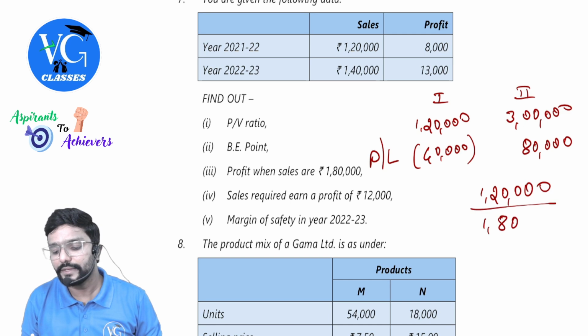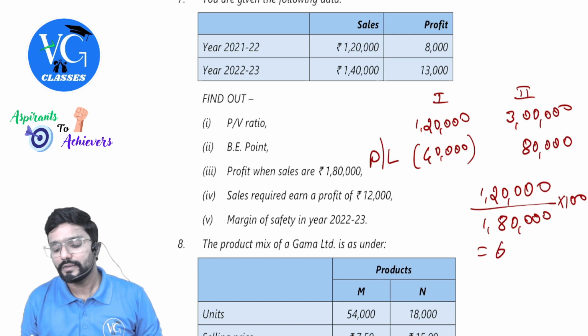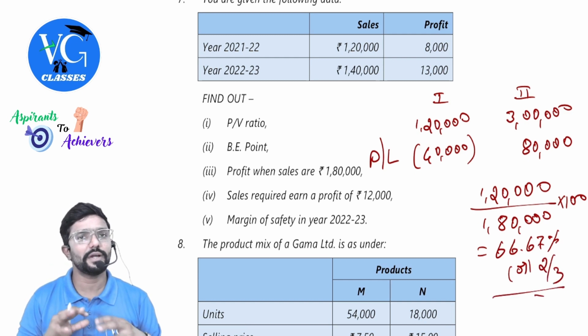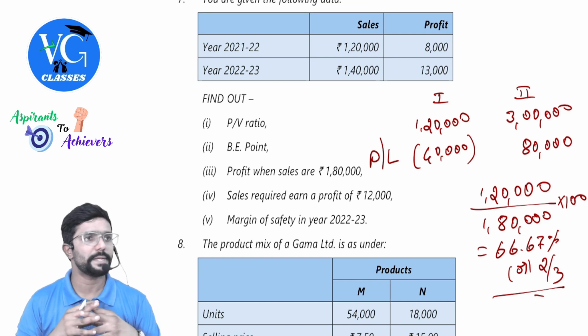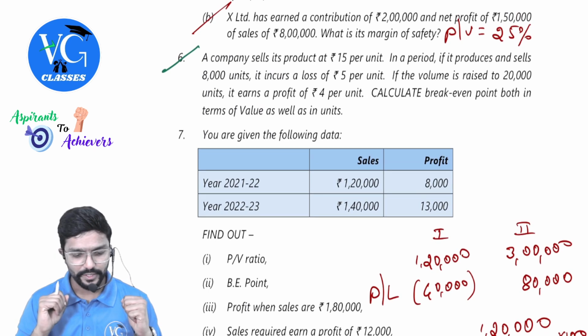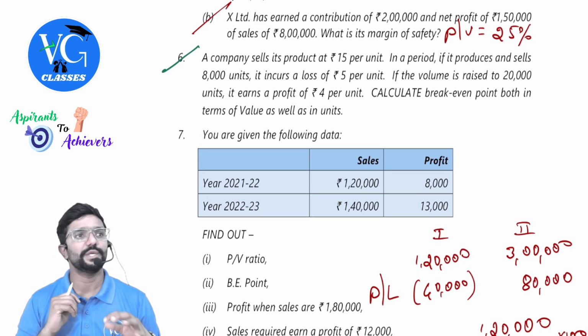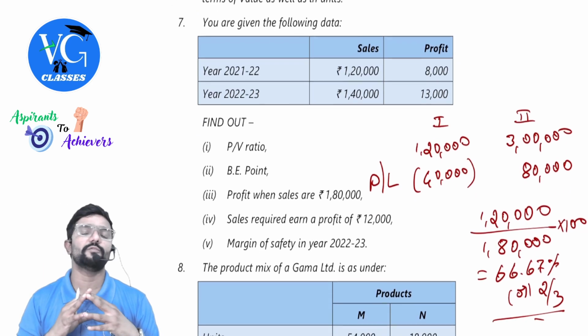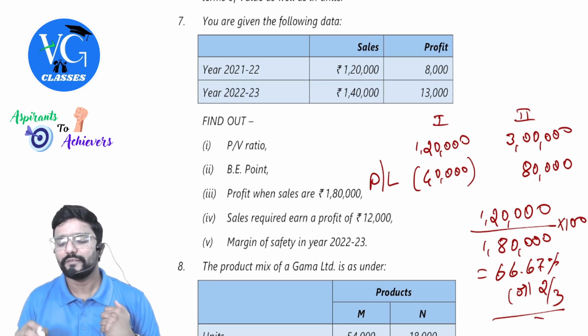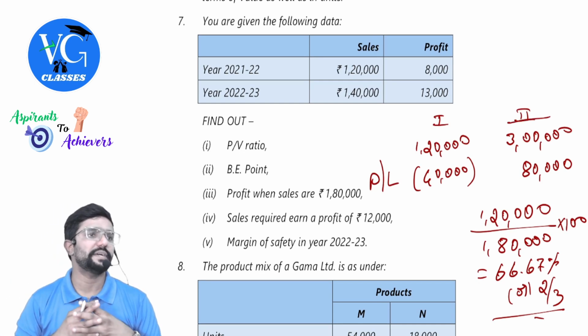1 lakh 80 into 100, 66.67 percentage, or for simplification you can take 2 by 3. Write what you have got and also show 2 by 3. Okay, what have they asked? Break-even point both in terms of value as well as units. Guys, for break-even point we need one more thing. What is it? Fixed cost. Is it given? No. Take any one period. It is better to take the profit period.